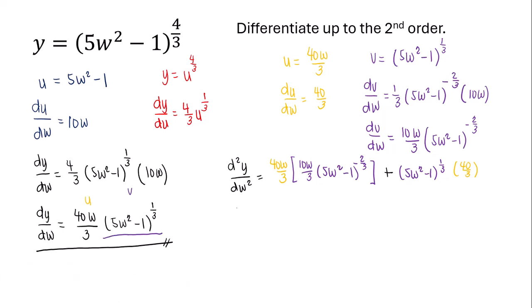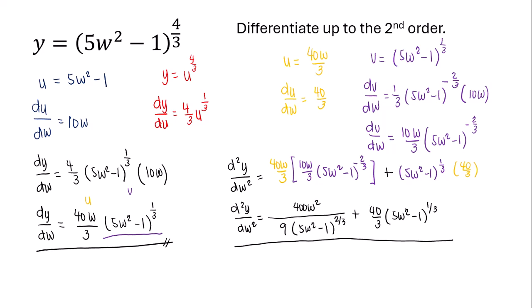Now this time, let's combine like terms to simplify. The second derivative of y with respect to w is, so this will be 400 w squared all over, since this is a negative exponent, expect it to be placed in the denominator. So this is 400 w squared all over 3 times 3 is 9, times 5w squared minus 1 to the power of 2/3, plus 40 over 3 times 5w squared minus 1 to the power of 1/3. And this is now our second derivative.